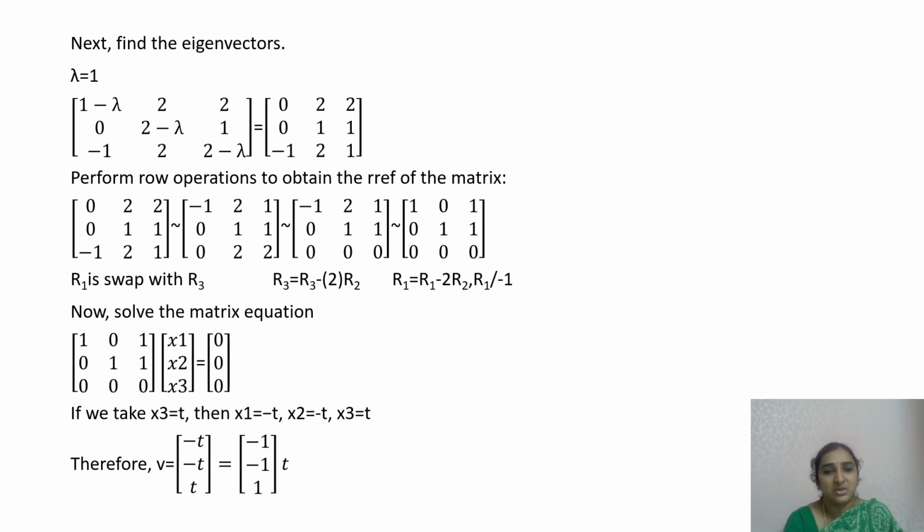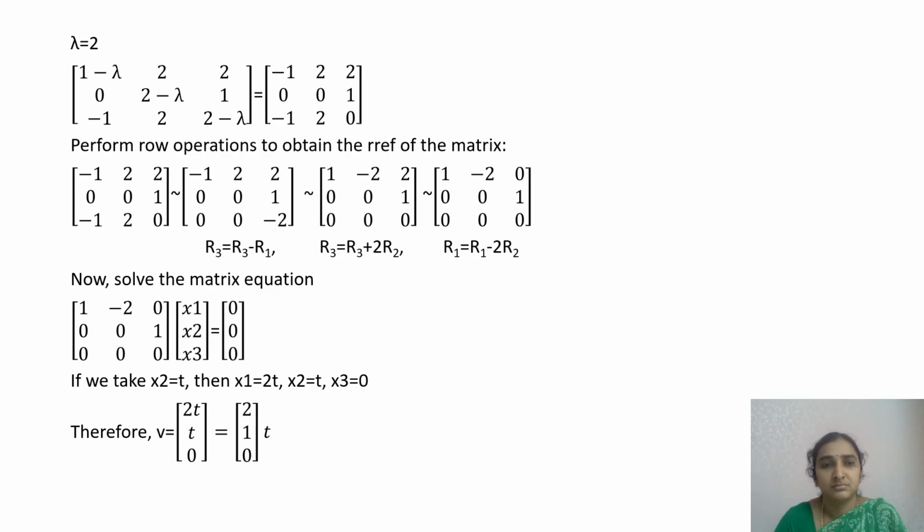Now solve the matrix equation [1 0 1; 0 1 1; 0 0 0] multiplied with x1, x2, x3, which is equal to the column matrix 0, 0, 0. If we take x3 is equal to t, then our x1 would be equal to minus t, x2 will be equal to minus t and x3 is t. Hence our vectors are minus t, minus t and t, which would result in minus 1, minus 1 and 1. Let us now find the eigenvector for the corresponding eigenvalue lambda is equal to 2.